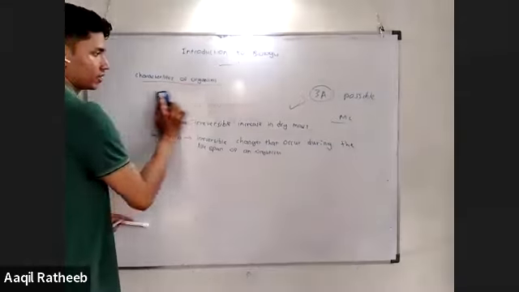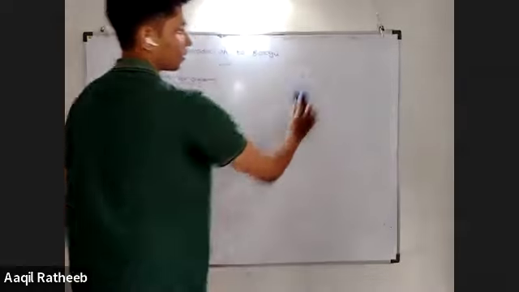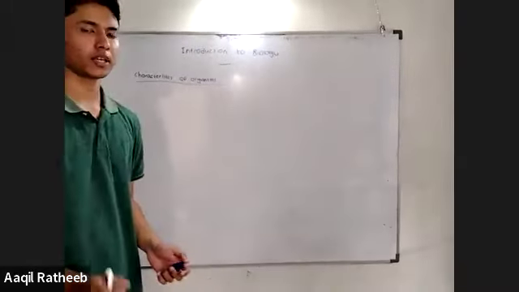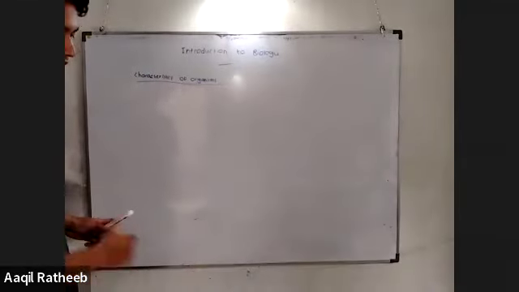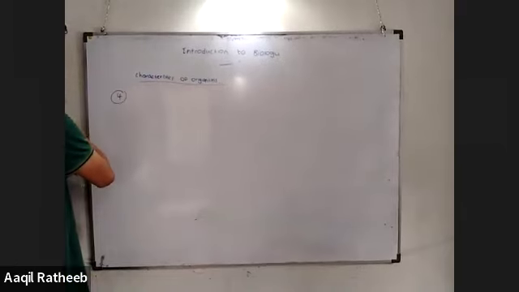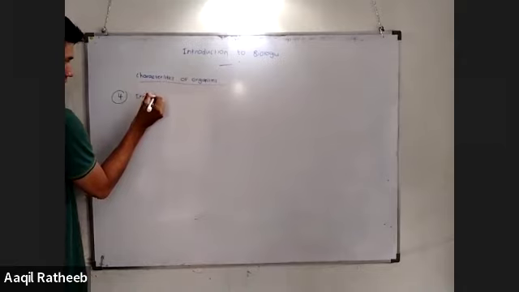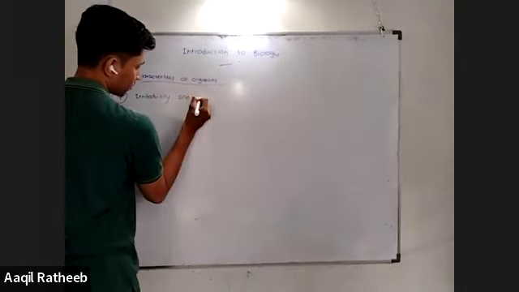We'll move on to the next feature. Next feature. Irritability and coordination. You might have learned a little bit about this in O-levels, right? Yes, you have learned it in O-levels. Irritability, which is the fourth feature, and coordination.